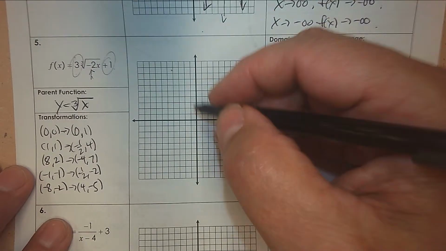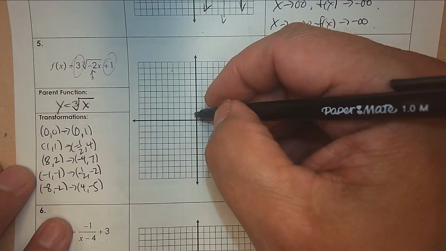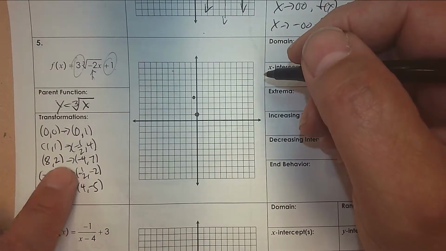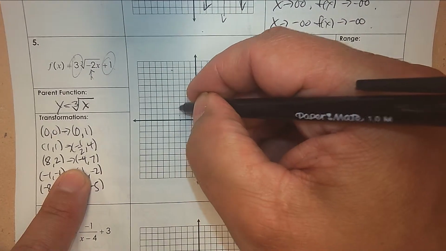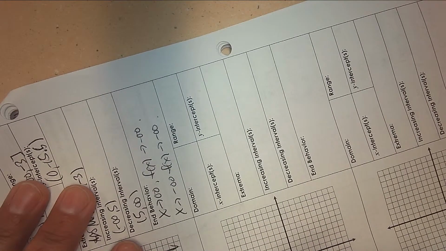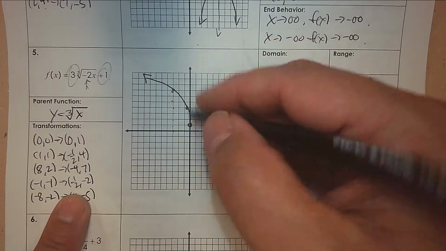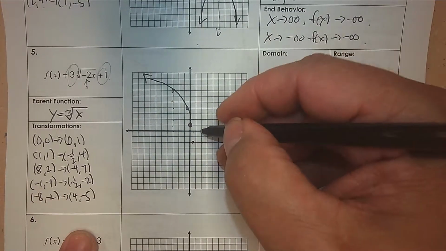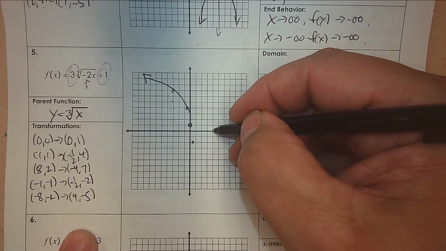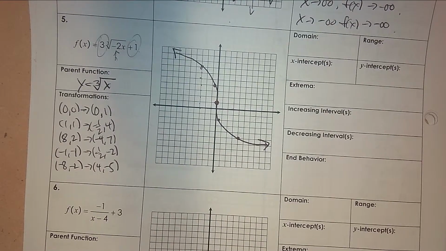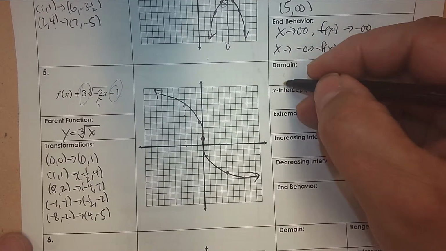Plot the points. So I can tell going this way what's happening. The other points, 1/2 and negative 2, and then 4 and negative 5. So you can see the direction and how it's been stretched and compressed. The domain and range are all real numbers.